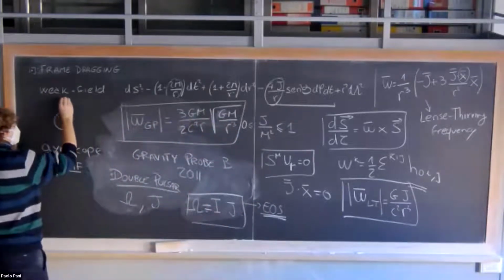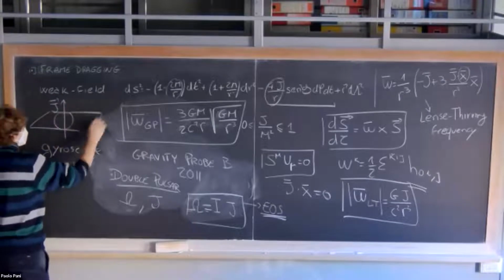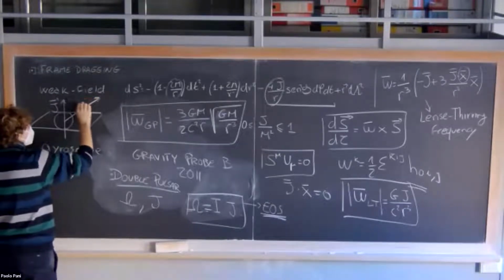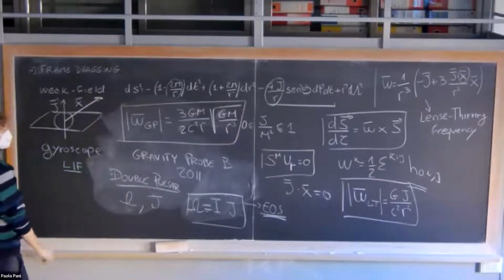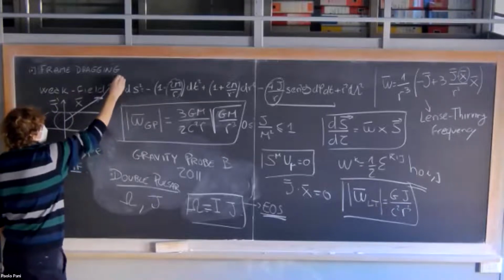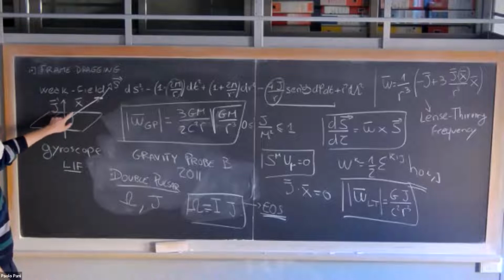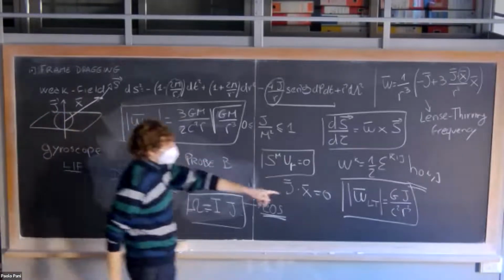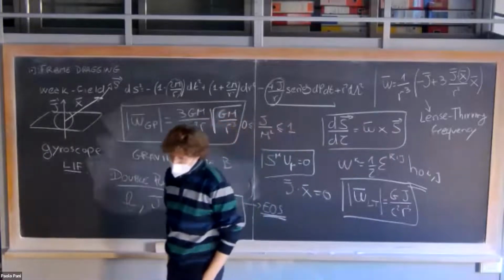So the setup is something like that. There is this object with angular momentum J. This is the equatorial plane. This is x, and there is here a gyroscope spinning along some direction. In the particular case in which J and x are orthogonal to each other, one reduces to this simple form, otherwise it should be generic.